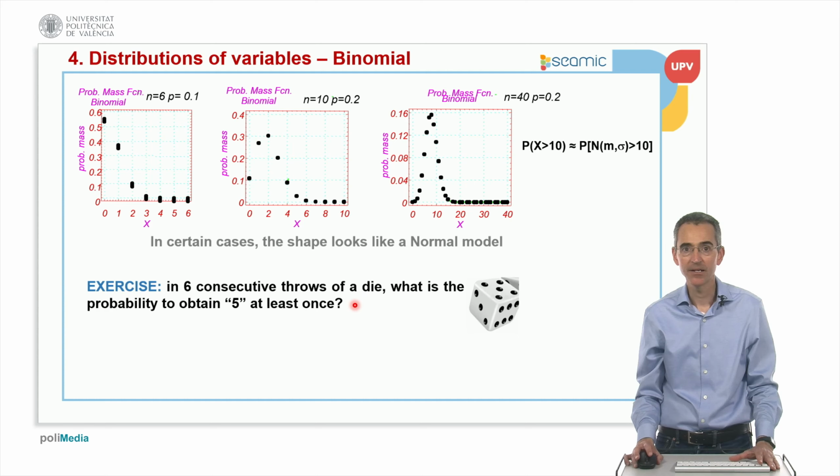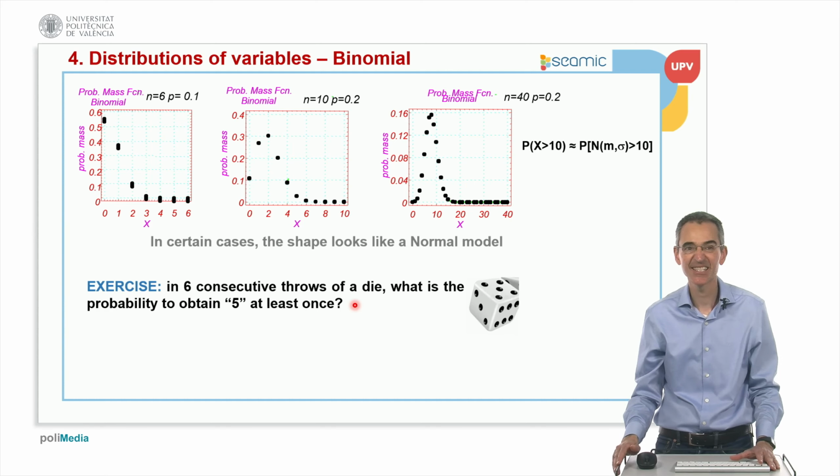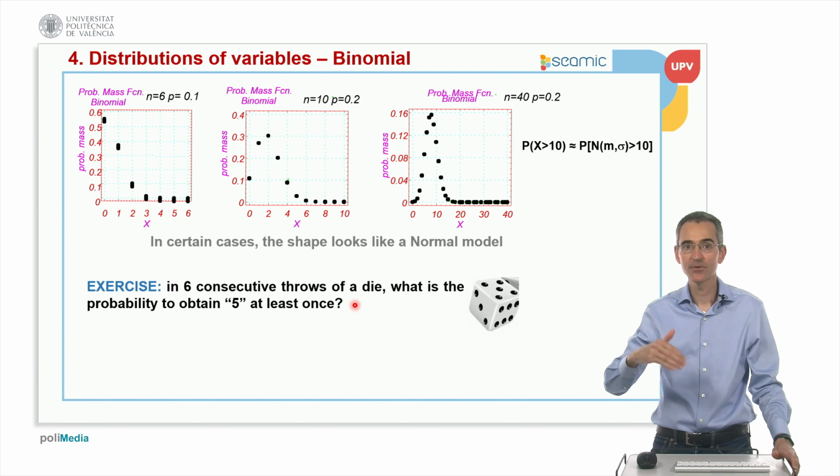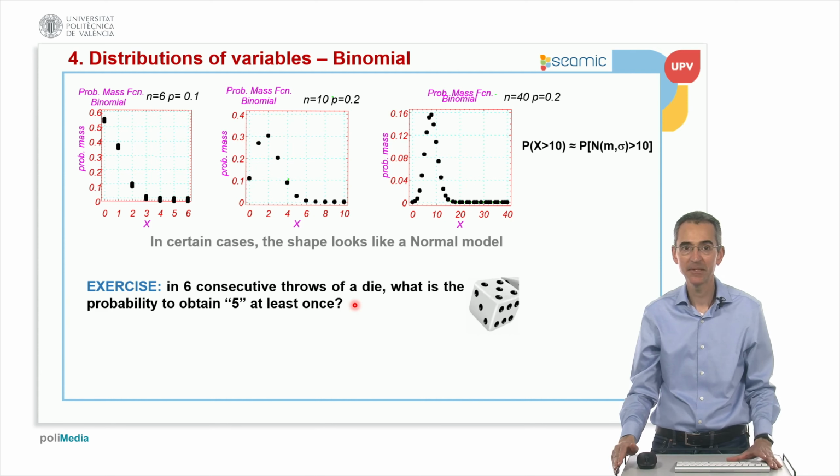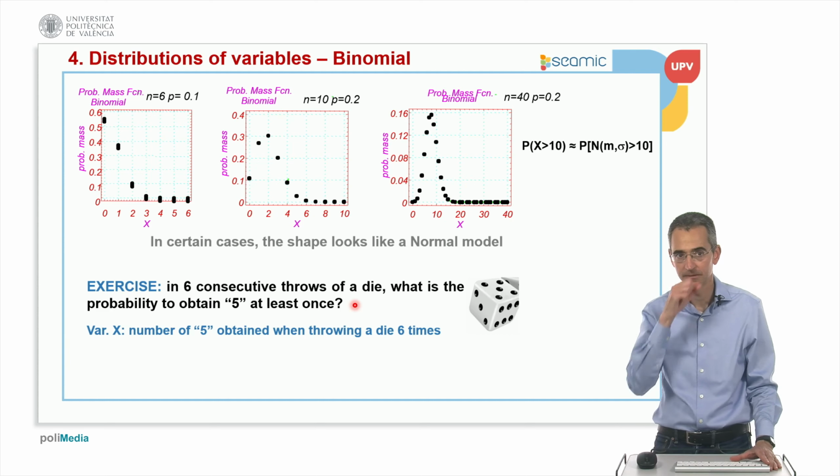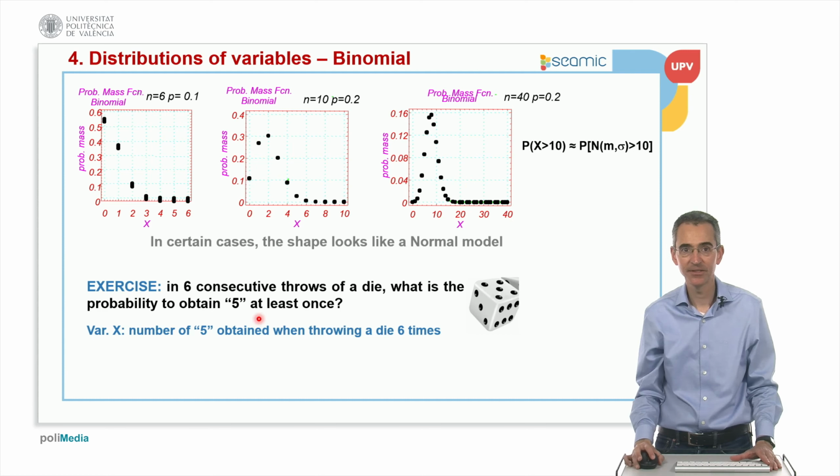Well, so now let's discuss this kind of exercise. Imagine that we have 6 consecutive throws of a die. What is the probability to obtain 5 at least once? So we have to define this variable. X will be the number of 5s that we obtain when we throw one die 6 times. Then this variable would be a binomial, n equals 6, which is the maximum value. The probability would be 1 divided by 6.